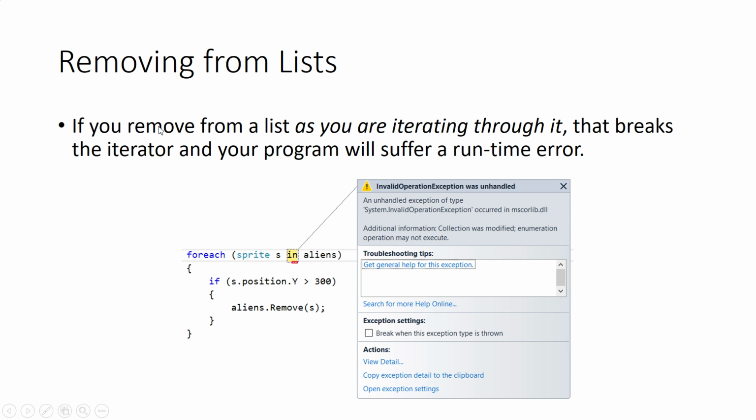And here's why. If you remove from a list as you're looping through it, iterating through it, it breaks the iterator. The S is the iterator, and if you remove S from an array or a list or a deck or whatever you've got, then the iterator can't figure out where it left off because that S is gone now. So it can't move from there to the next one. And you get an invalid operation exception. The collection was modified. The collection called aliens was modified, so you can't enumerate through them anymore.